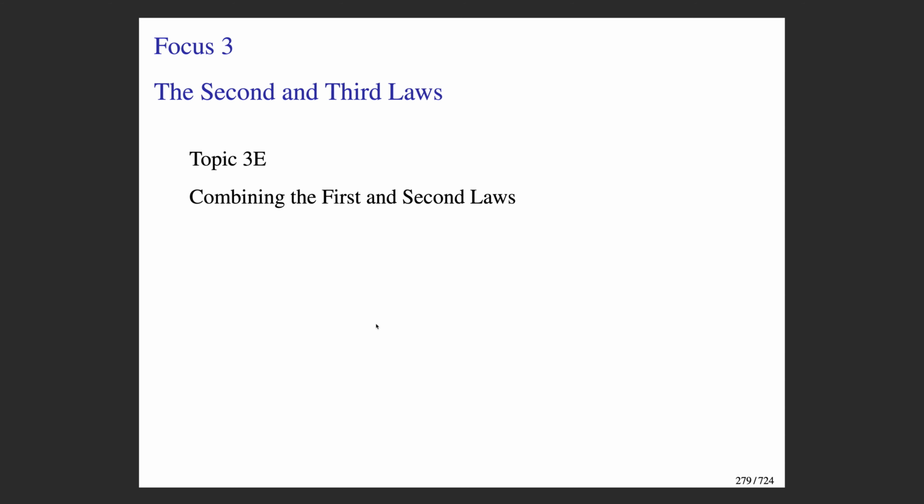Okay guys, in this video we are going to play around a little bit more with the mathematics of state functions using the first and second laws. And then at the end, the last half of the presentation will involve deriving some useful formulas related to Gibbs energy and how Gibbs energy depends upon temperature and pressure.